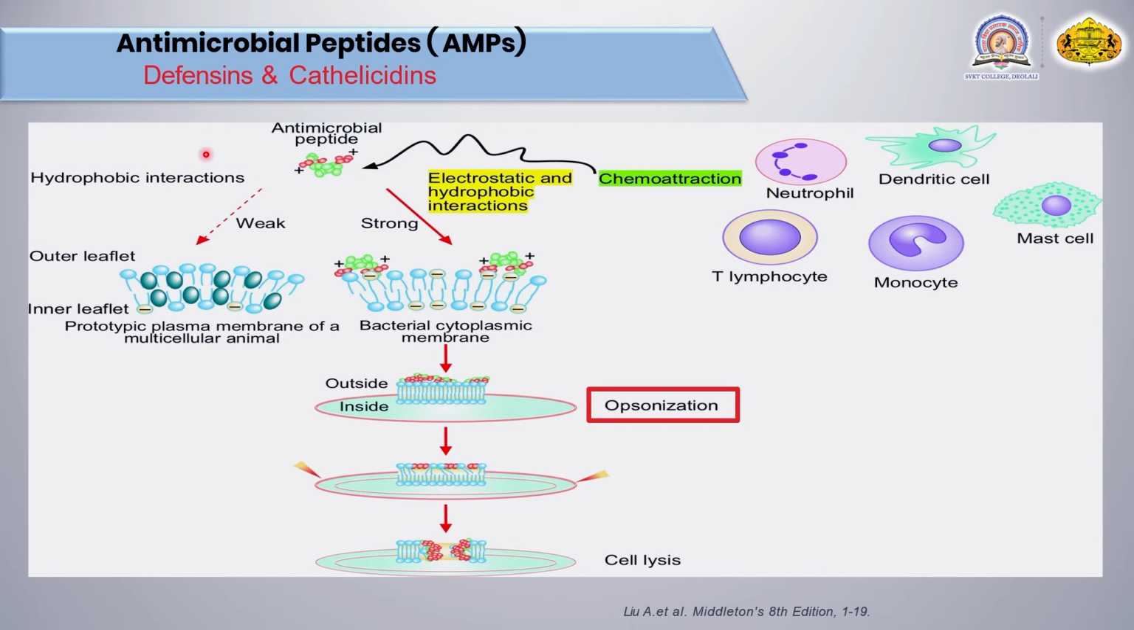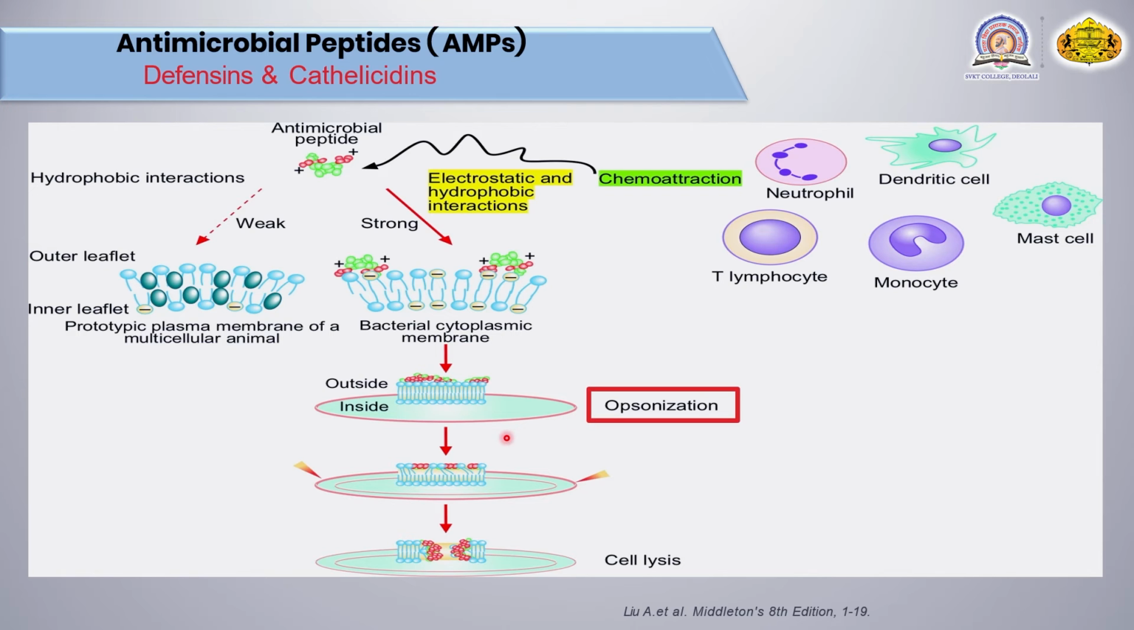Now in this slide you will see an antimicrobial peptide which is secreted by the pathogen. When it comes in direct contact with a phagocytic cell, for example, or another immune cell, it has a weak interaction. But when they come in contact with the bacterial cytoplasmic membrane, their opsonization is enhanced.